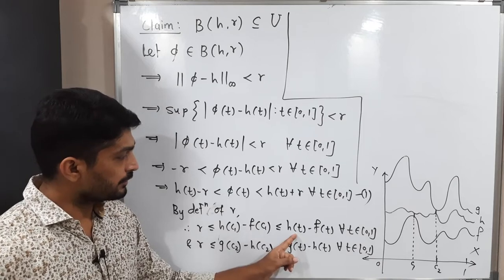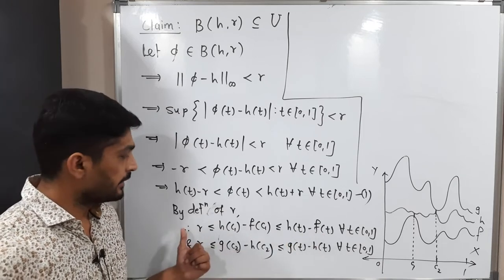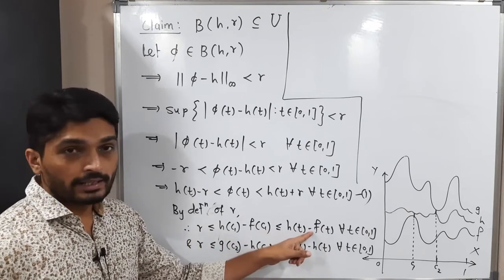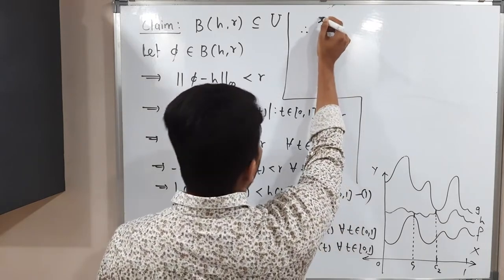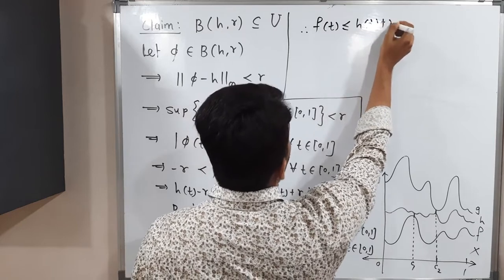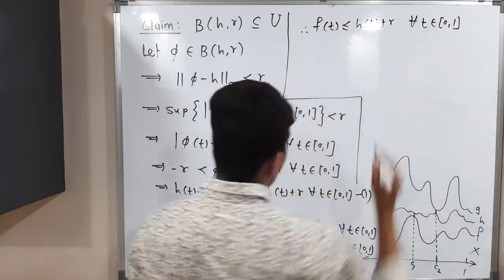I am going to shift f of t on this side, so there will be plus f of t. I'm going to shift r on that side, there will be minus r. So we will have, therefore, f of t less than or equal to h of t plus r for all t belongs to closed interval 0, 1.